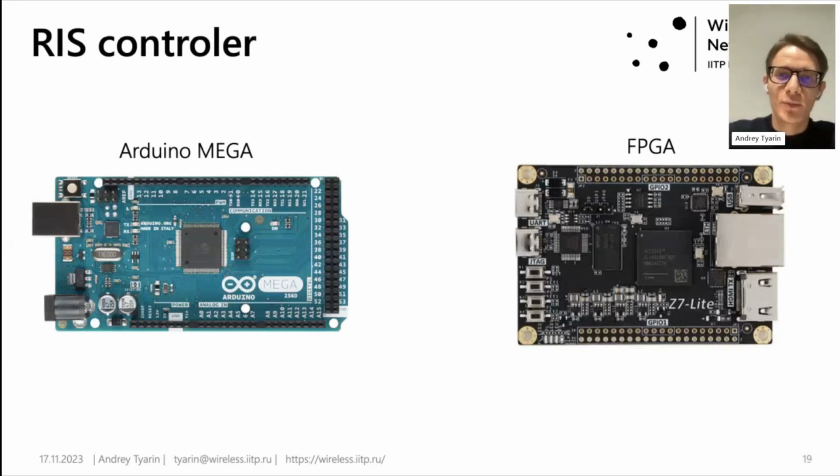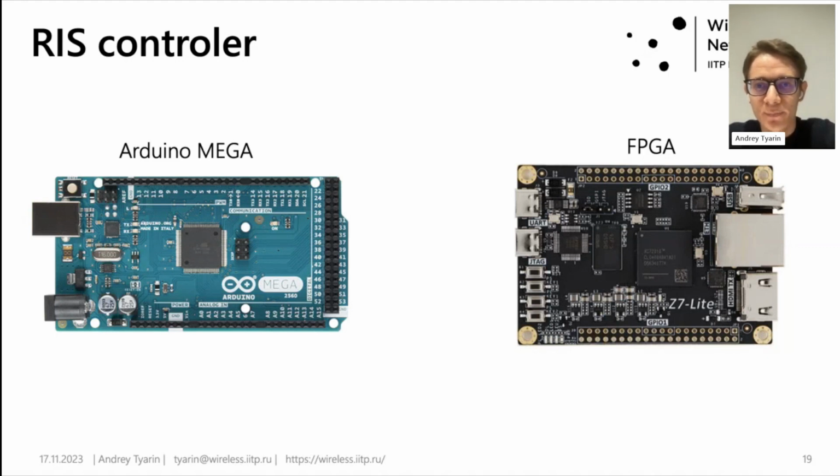Now I'm going to tell you about the RIS control system, and I start with the RIS controller. Current RIS prototypes demonstrate that microcontrollers and field programmable gate array, or FPGA, are used as RIS controllers. For instance, Arduino Mega is one of the most common RIS controllers based on a microcontroller.